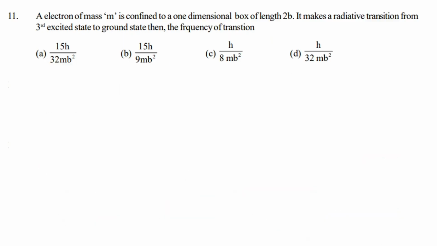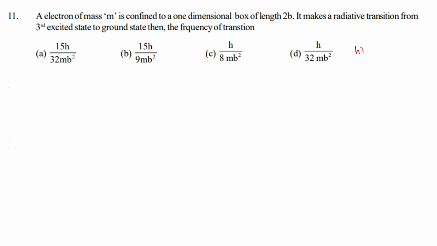Okay. Let us see what is the next question. Next question is easy. An electron of mass m is confined to a one-dimensional box of length 2b. It makes a radiative transition from third excited state to ground state. The frequency of transition. So there is a trick. What is the third excited state here? What is the value of n? Third excited state is n equals to 4. Yes, n equal to 4. That is the trick.